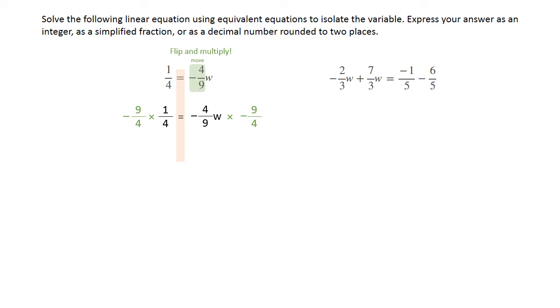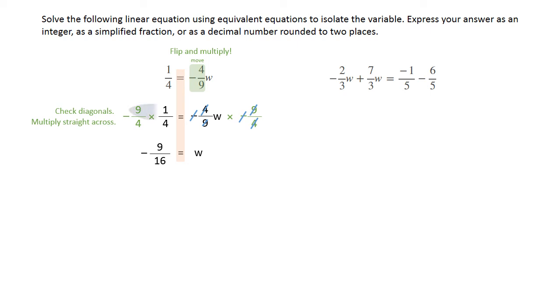Notice the side that we're moving, everything cancels out. The 9's cancel, the 4's cancel, the negatives turn positive, everything's gone. On the left-hand side, we just have to multiply those. You can use a calculator or you can do them by hand. If you're doing them by hand, you're checking your diagonals to see if anything can be made smaller. The 9 and the 4 cannot, and neither can the 1 and the 4, so you're going to multiply straight across and get -9/16 equals W.